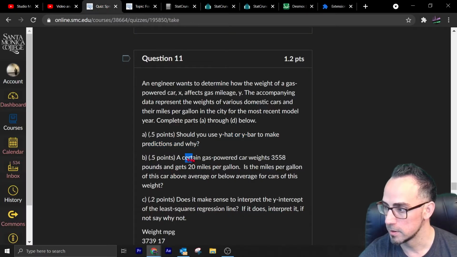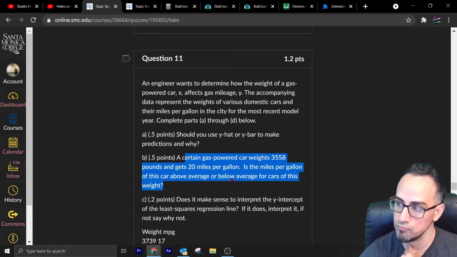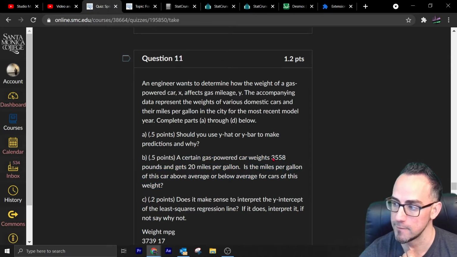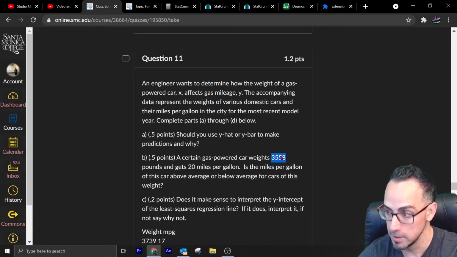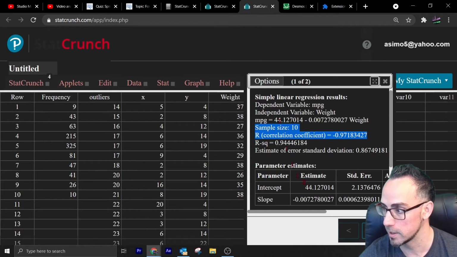Part B. A certain gas-powered car weighs that much and gets 20 miles per gallon. Is the miles per gallon of this car above or below average? Above or below average? Okay. How do we do this? Tough one. We're going to plug in 3558 into the regression line and figure out the predicted miles per gallon and see if it's higher or lower than 20. So we're going to do 3558. Now watch, I'm going to show you something pretty awesome.